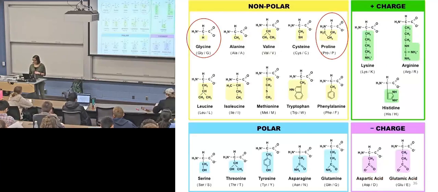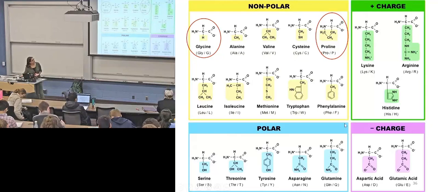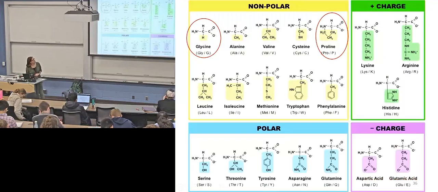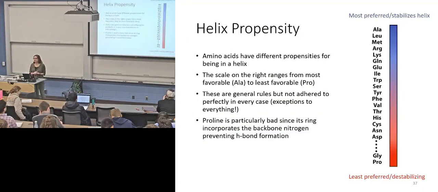I don't particularly know why I put this figure back in here, other than to maybe just remind you, charge could have an effect, size could have an effect, what's adjacent could have an effect, the things that might contribute to helix propensity. Any other questions about that?